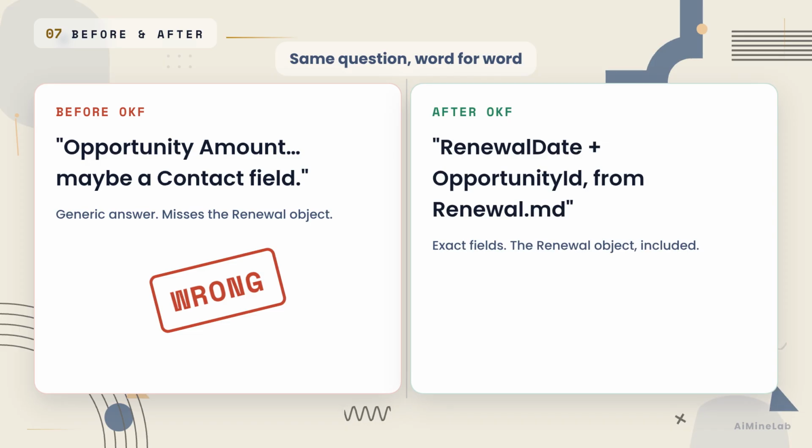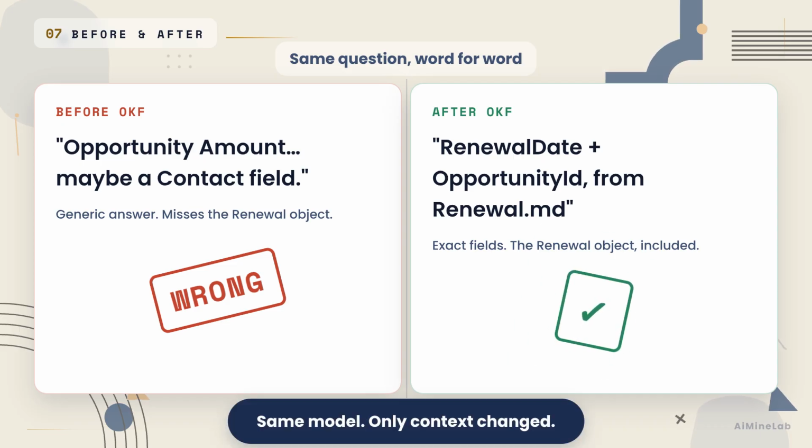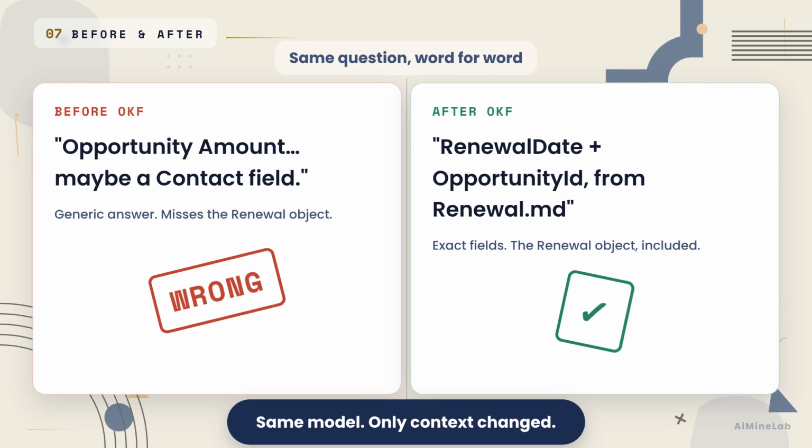Run 2. After we point the same agent at the OKF directory, same question, word for word. This time it walks the graph, opens the renewal concept document, follows the link back to opportunity, and answers with the exact field names, the exact relationships, and the custom schema no generic answer could ever surface. That gap between those 2 answers is the entire value proposition in 30 seconds. The model behind both runs stays identical. Context is the only variable that shifts, and this time it's sat ready.